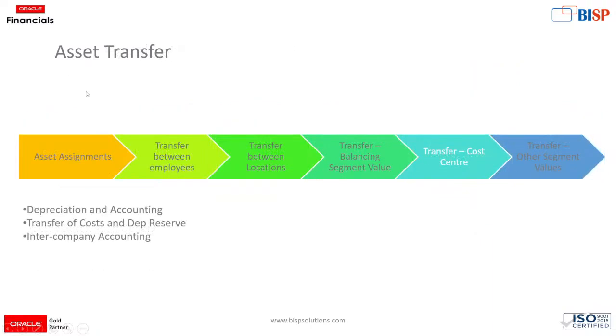So asset transfer can be done between employees, or transfer between locations, or between balancing segment values, or cost centers, or other segment values. You can do the transfer on the basis of that. For depreciation and accounting, we will see the transfer of the cost and depreciation reserve.